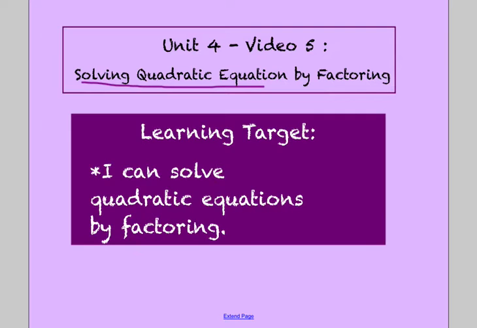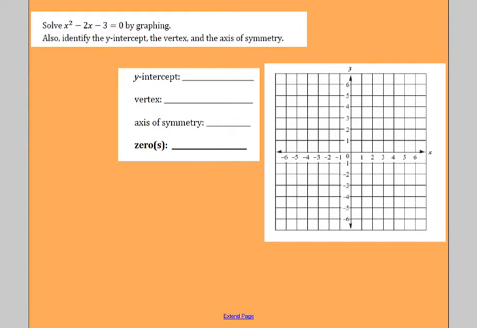Let's just look at an example we already know how to do though. We're going to solve x squared minus 2x minus 3 equals 0 by graphing. In order to do that, we find the y-intercept, the vertex, and the axis of symmetry. Remember, the y-intercept is your c value, so it's the ordered pair (0, -3).